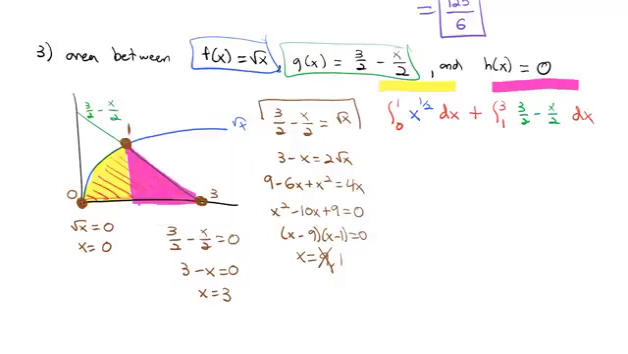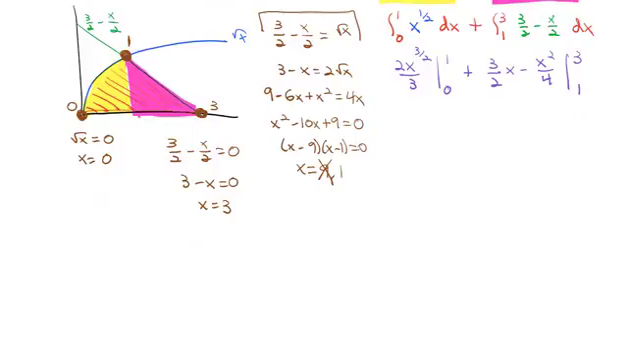And now we're ready to start solving. X to the 1/2, that becomes x to the 3/2 times 2/3, integrated from 0 to 1. Plus, we have 3/2 x minus x squared over 4, and that's integrated from 1 to 3. I'm going to scroll down a bit to give me some space, because this is going to be a little bit longer.